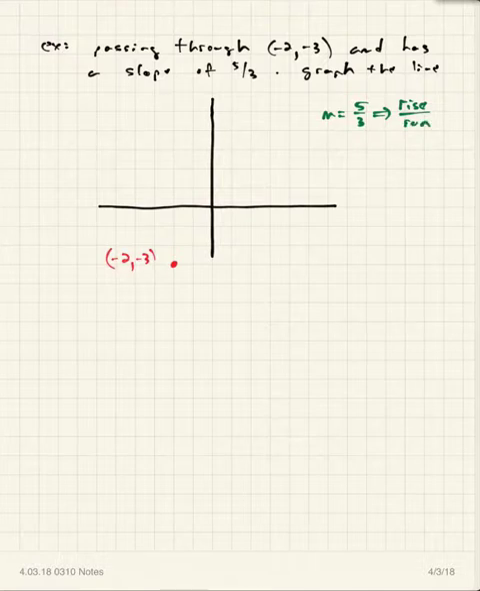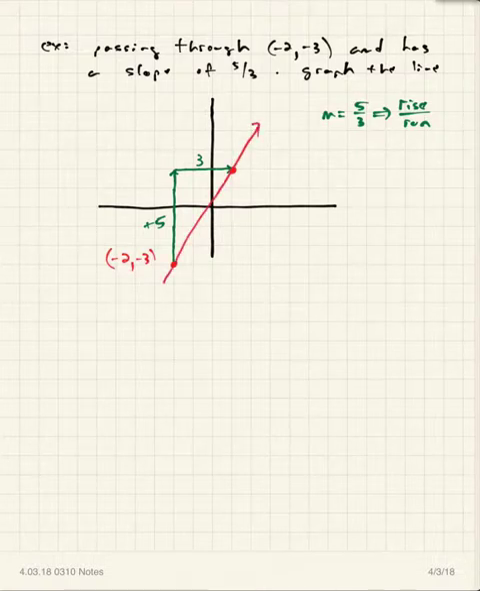And so this means from our point, -2, -3, we would rise 5. So 1, 2, 3, 4, 5. You literally count, and you go up 5. And then the run is 3, so you literally go to the right 3 units. Again, you're just counting there. And there's 3 right there, and that gives you a second point on the line. And that gives you enough information to graph the line right there. All right, so there's our line.